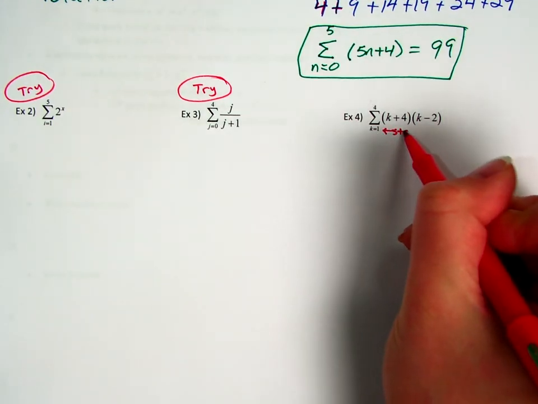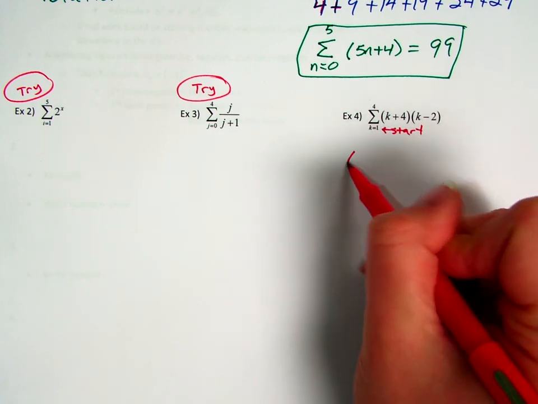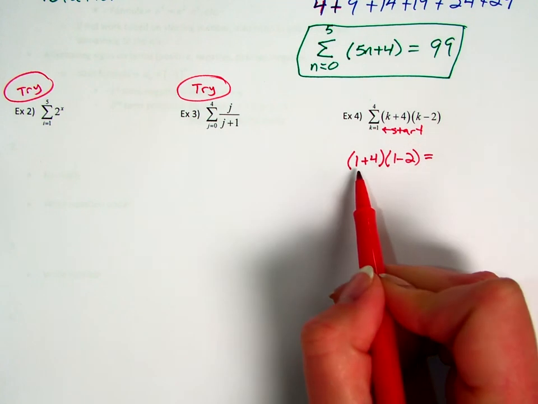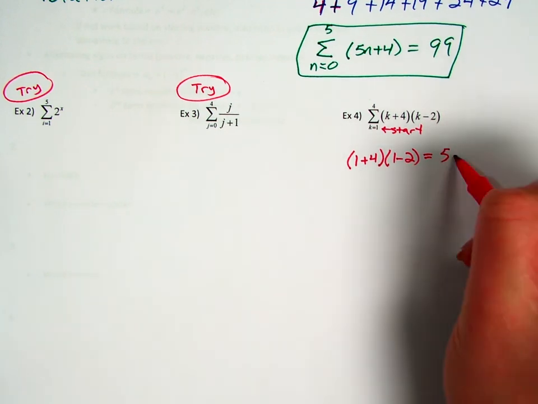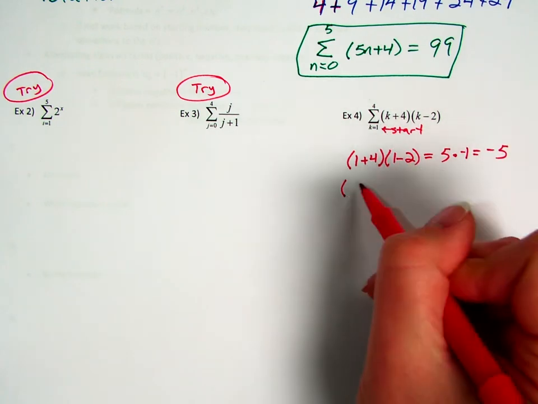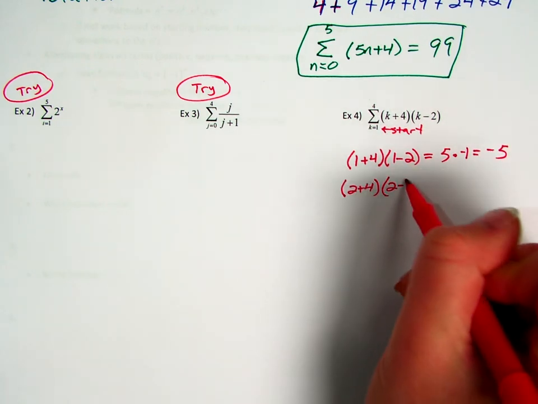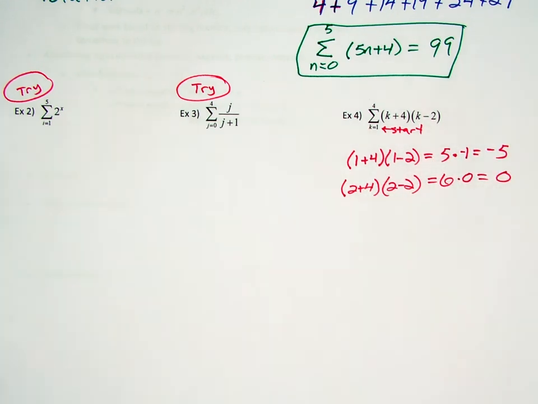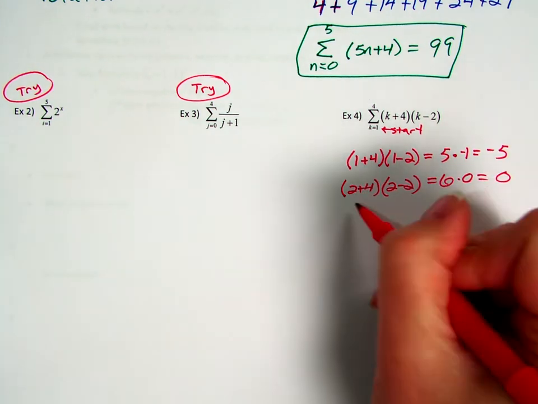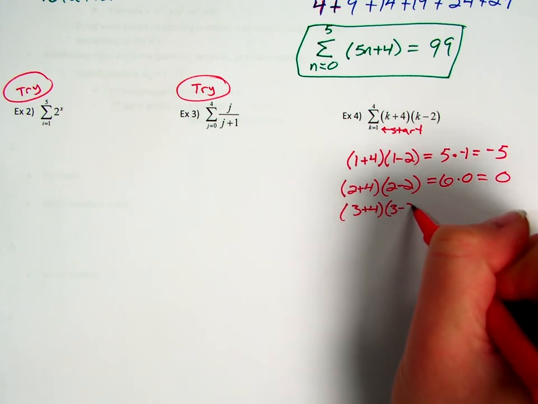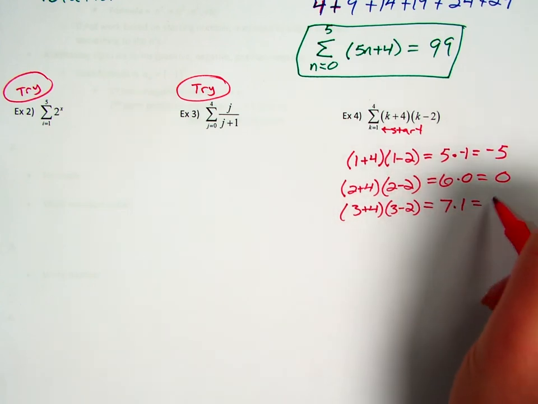So this is my starting point. So we would do putting 1 in place of k. So 1 plus 4 times 1 minus 2. Now this requires a little bit more simplifying, right? 1 plus 4 is 5, and then I'm going to multiply that by 1 minus 2, which is negative 1, to get negative 5. Then we're going to do that again, but now with 2. So 2 plus 4 times 2 minus 2 would be 6 times 0, which is 0. Then we're going to do that again for 3. So 3 plus 4 times 3 minus 2 would be 7 times 1, which is 7.